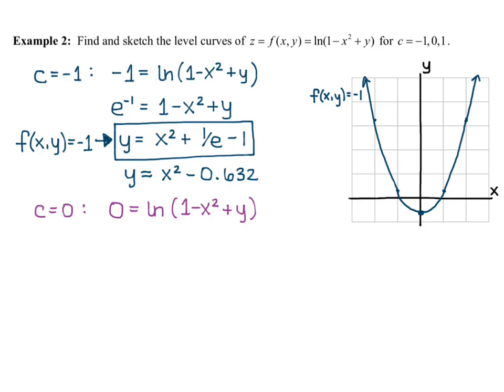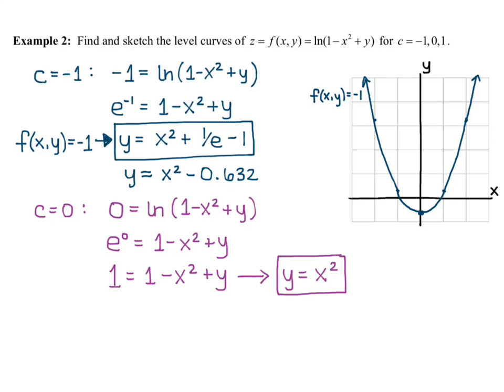Okay, next value, c equals 0. We have 0 equals natural log of 1 minus x squared plus y. Do e to the power of each side. We get e to the 0 equals our function. So 1 equals 1 minus x squared plus y. Solve it for y, we just get y equals x squared. So that's our level curve when c equals 0. And here is the graph of it, f of x, y equals 0. So when the constant is 0, or when z is 0, you get y equals x squared.